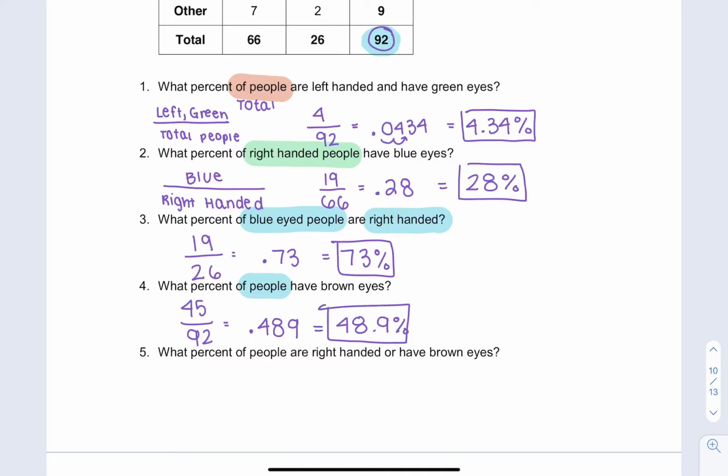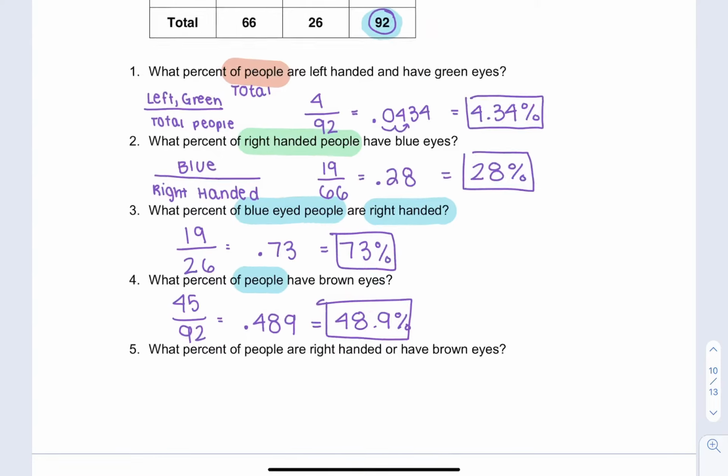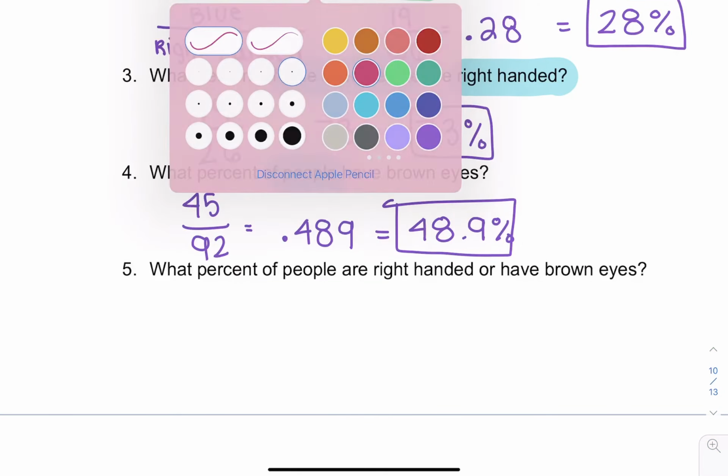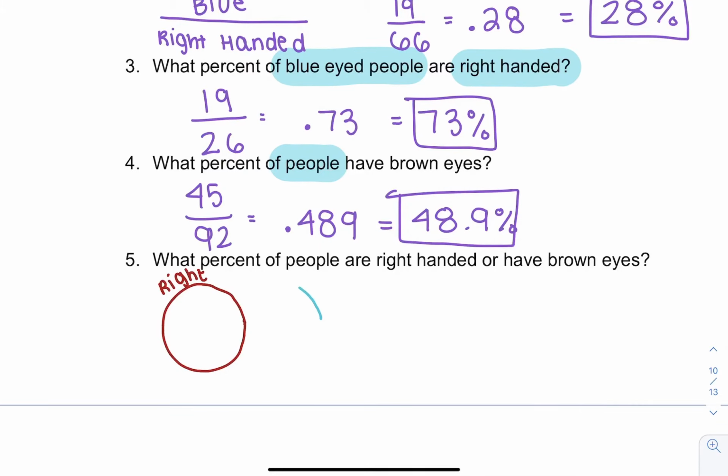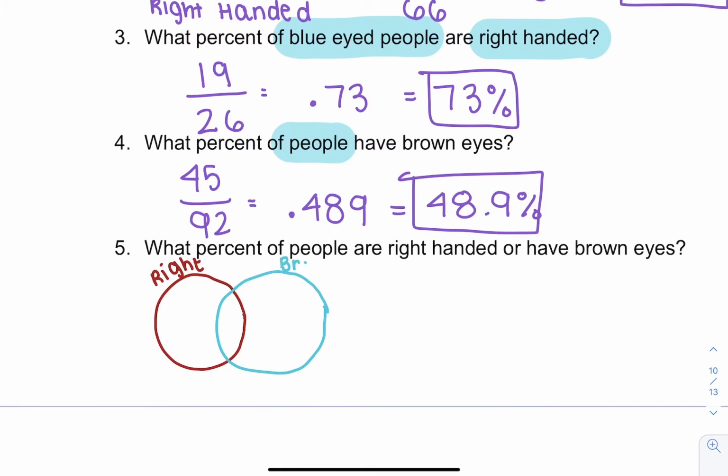Now last, it asks what percent of people are right-handed or have brown eyes. Now this is the part where we need to be really careful. Let's use red, I guess. Let's say here's my collection of all the people that are right-handed. I also have a collection of people that have brown eyes. Some of those people are right-handed. But just because I have brown eyes doesn't necessarily mean that I'm right-handed, right? So here's my brown-eyed people that overlap with the right-handed people.